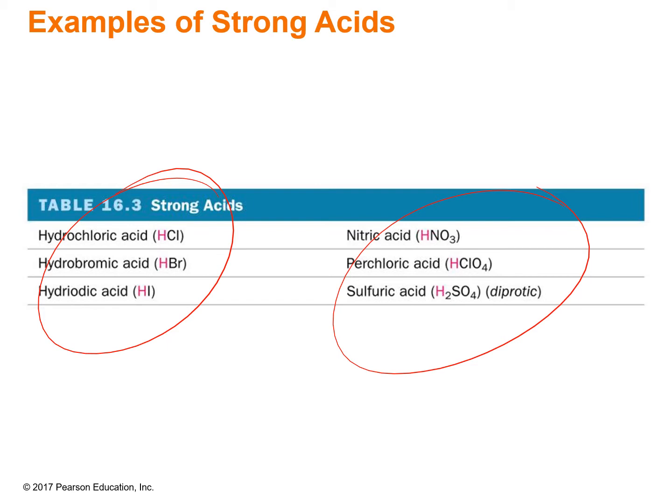We have perchloric acid, which is going to involve hydrogen bound to a perchlorate anion. And we have nitric acid. If you remember your chemical nomenclature, it comes from the -ate ending. So therefore, nitric acid is going to be a combination of hydrogen and the nitrate ion.